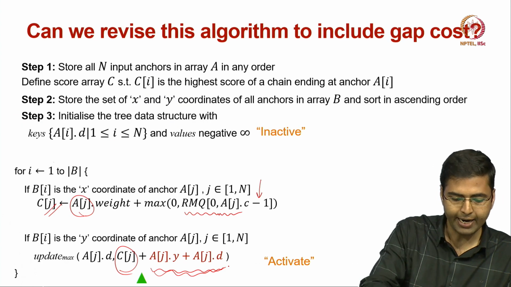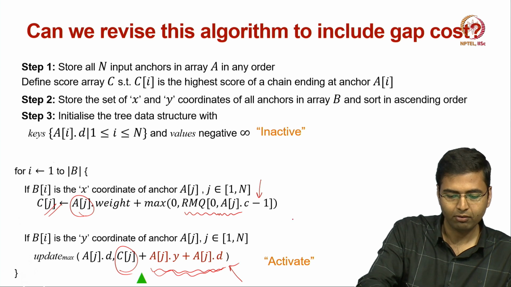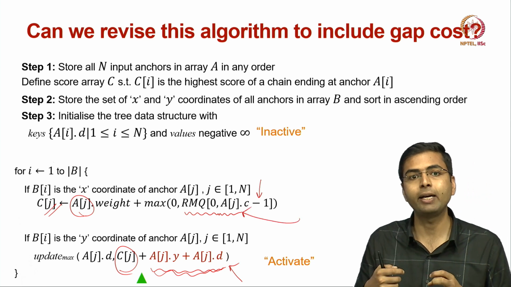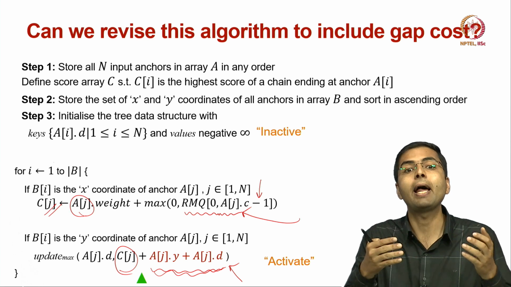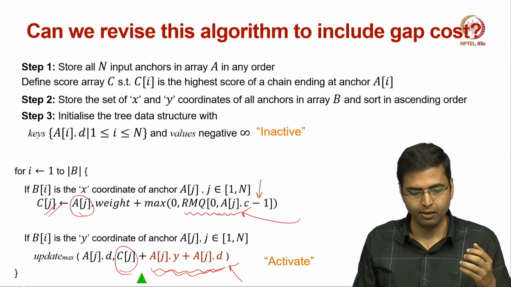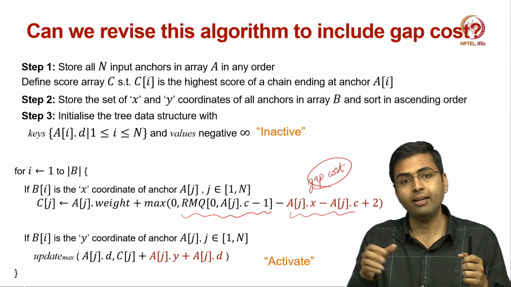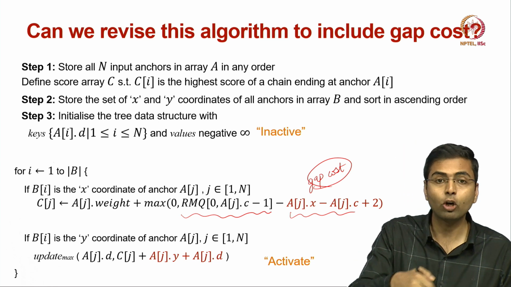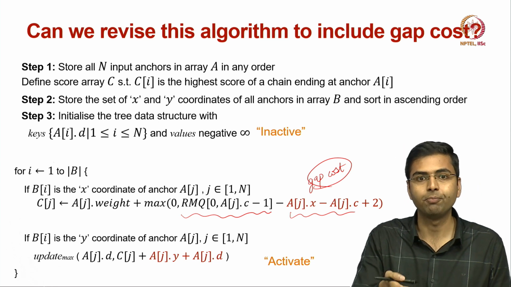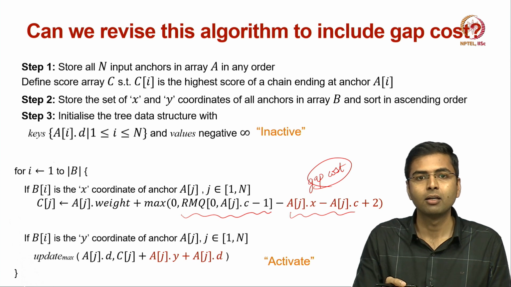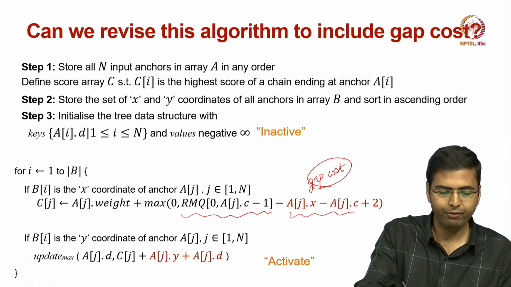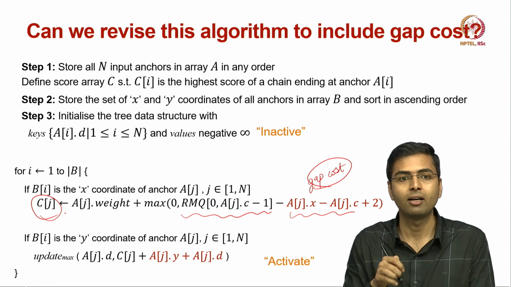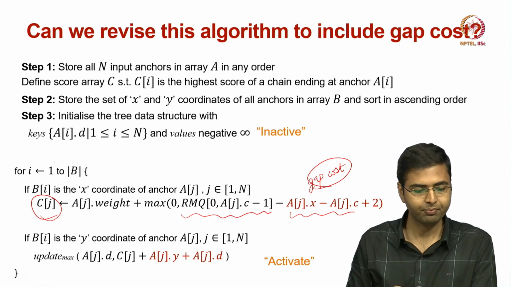So, once we set the priority of that anchor, we get the priority value returned back to us. The range maximum query will return the highest priority value, and we have to add further terms to that priority value to get the corresponding gap cost penalty as well. Once we have the gap cost penalty, we are correctly setting the value of the score of anchor Aj as well.